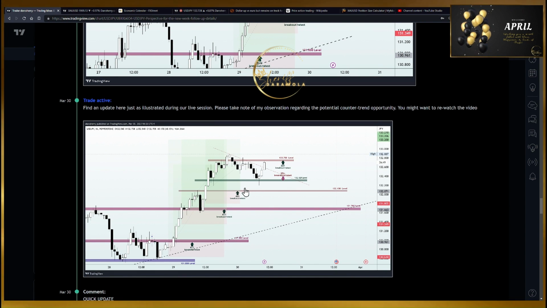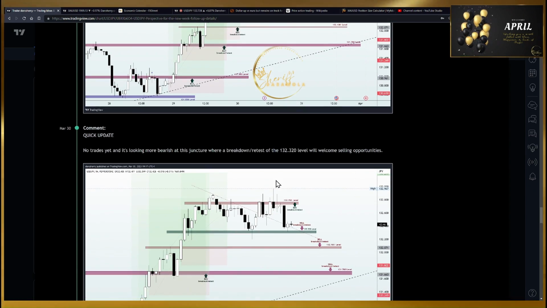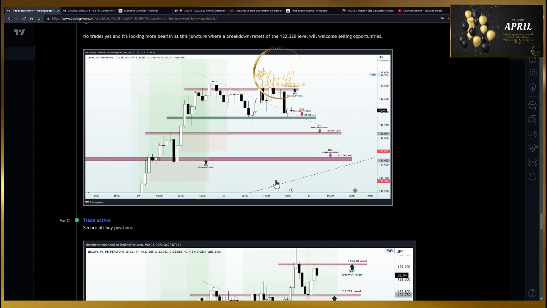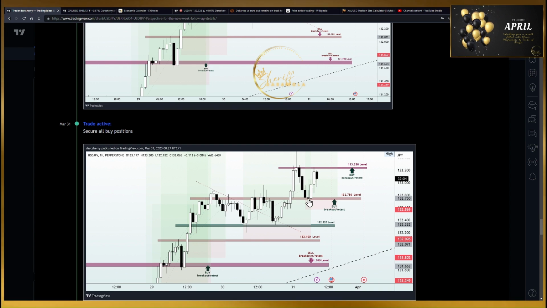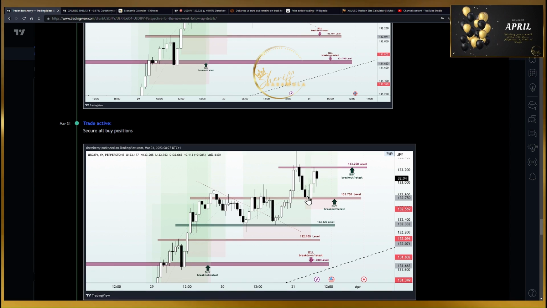And then during our live session on Monday, during my morning live session on YouTube, we had this structure figured out where we had this bearish trend line and the channel between the 132.750 and the 132.320 as a structure to look out for more opportunities. And what we saw here was quite interesting, a little consolidation phase around that area before the final breakout of the 132.750 triggered the buy stop order.